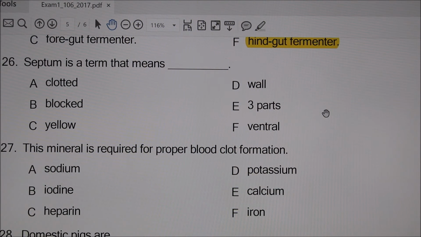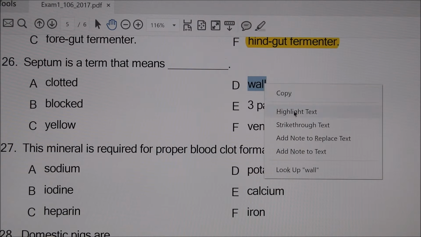Septum, that was in our heart discussion, it's a wall. Septum means wall. You can have septal defects in the heart. Let me just get the wall highlighted.